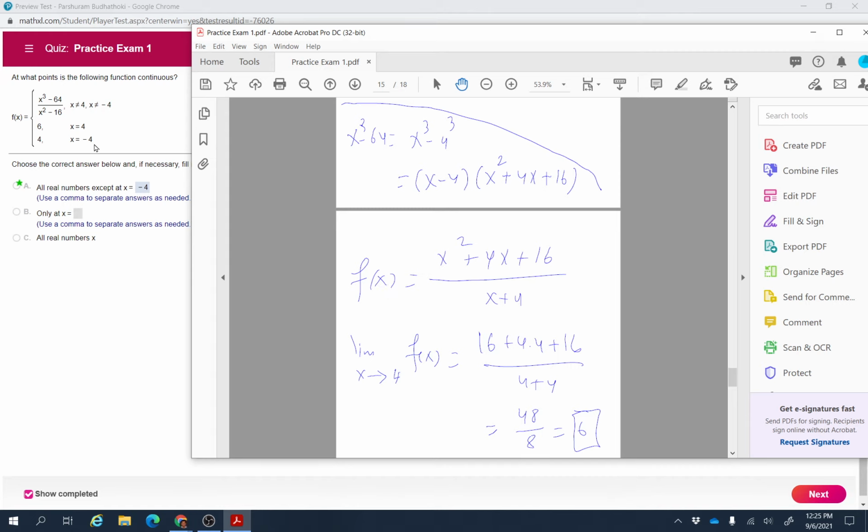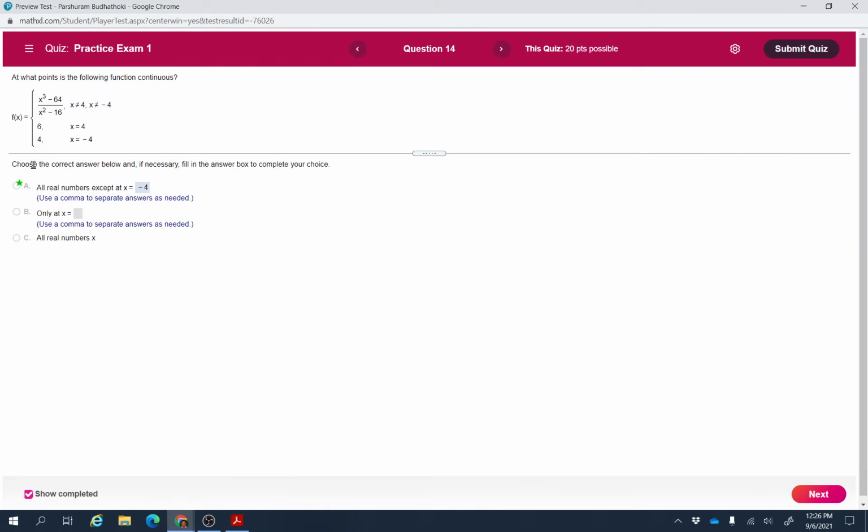But for negative 4, you cannot find the limit here. When x approaches negative 4, if you try to find the limit here, it will be undefined. But the value of the function is 4. That is not the case. That's why the limit of the function and the value of the function are not the same. That's why this function is not continuous at negative 4. So the function is continuous everywhere else except at negative 4.